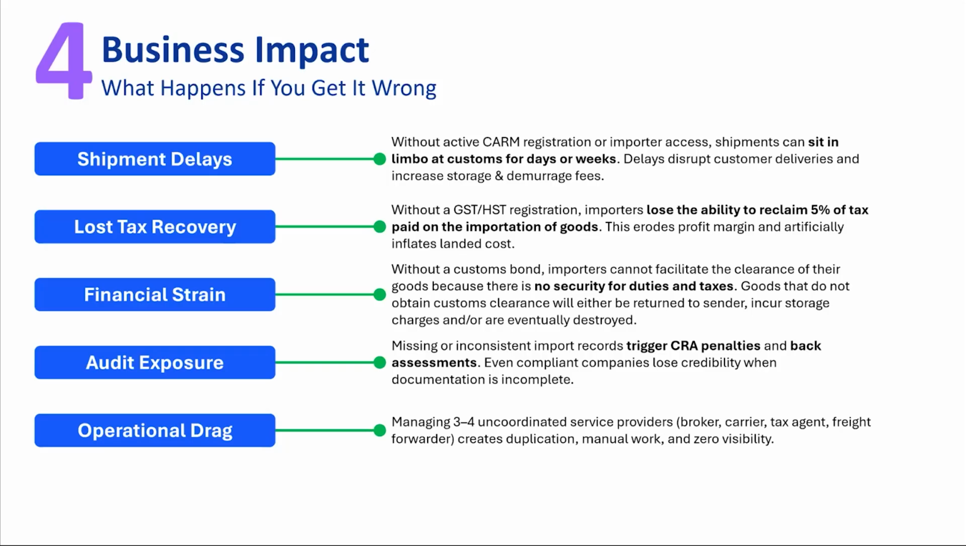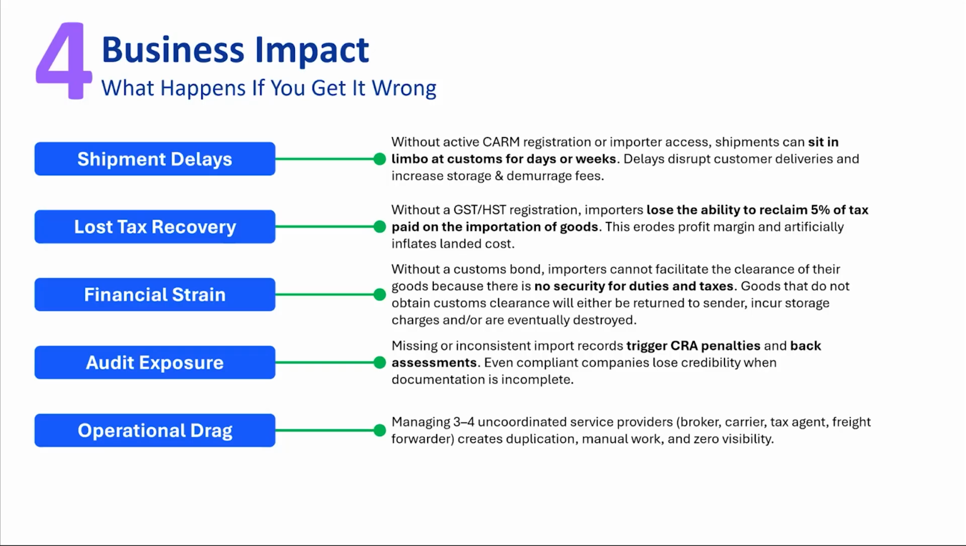The last point to focus on is operational drag. What we see is managing three or four uncoordinated service providers, as we spoke about. A different broker, to a carrier, to a different tax agent, to a different freight forwarder, creates a lot of duplication in function and work, a lot of which is manual. And again, that doesn't allow you to connect those dots, and you've got very little visibility in terms of what is happening when.